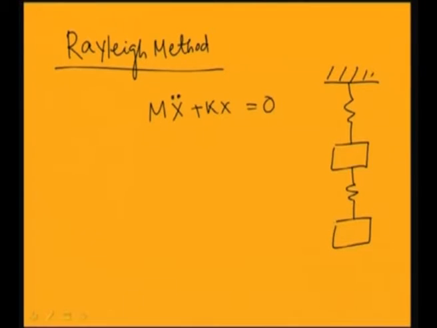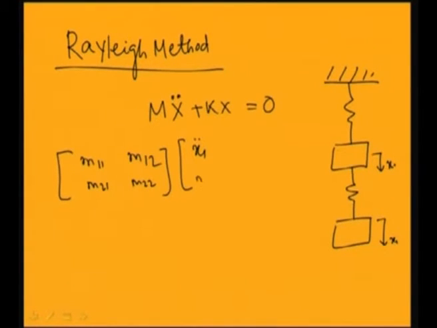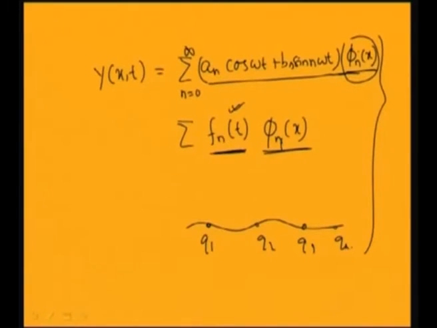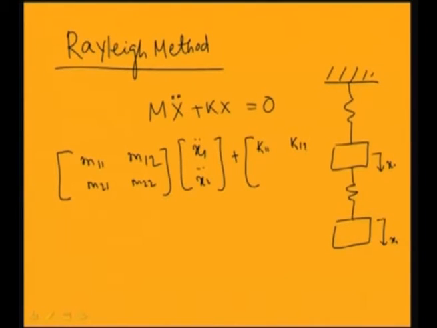In this case you can write this equation in this form, m11 m12, m21 m22, where this is x1, this is x2. So, I can write this as x1 double dot, x2 double dot, plus similarly k11 k12 k21 k22 into x1 x2 equal to 0 0. So, this is for the free vibration of the system, and we are interested in finding the frequency of the system.